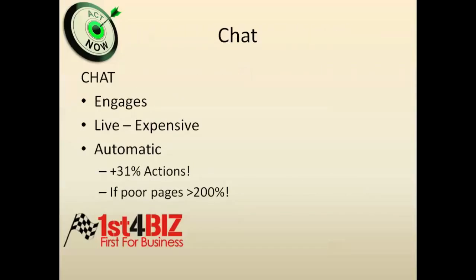Chat is very important. If it's a live chat, it's expensive. You've got to have someone available to actually respond. The other thing is to have an automatic chat system using artificial intelligence, and that increases conversions even on good pages by 31%. If it's a poor page, the conversion levels will improve enormously.